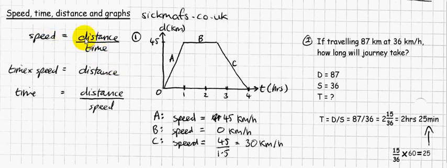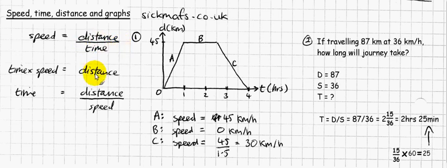Now once you've got this formula, you can rearrange the formula easily to get the formulas for distance and time. If you're not sure how to do that, all you need to know is a little bit about equations. If you don't know anything about equations, just go to the sickmaths.co.uk website and go to the basic equations video, and you'll see how to do what I'm about to do, which is rearrange the equation.